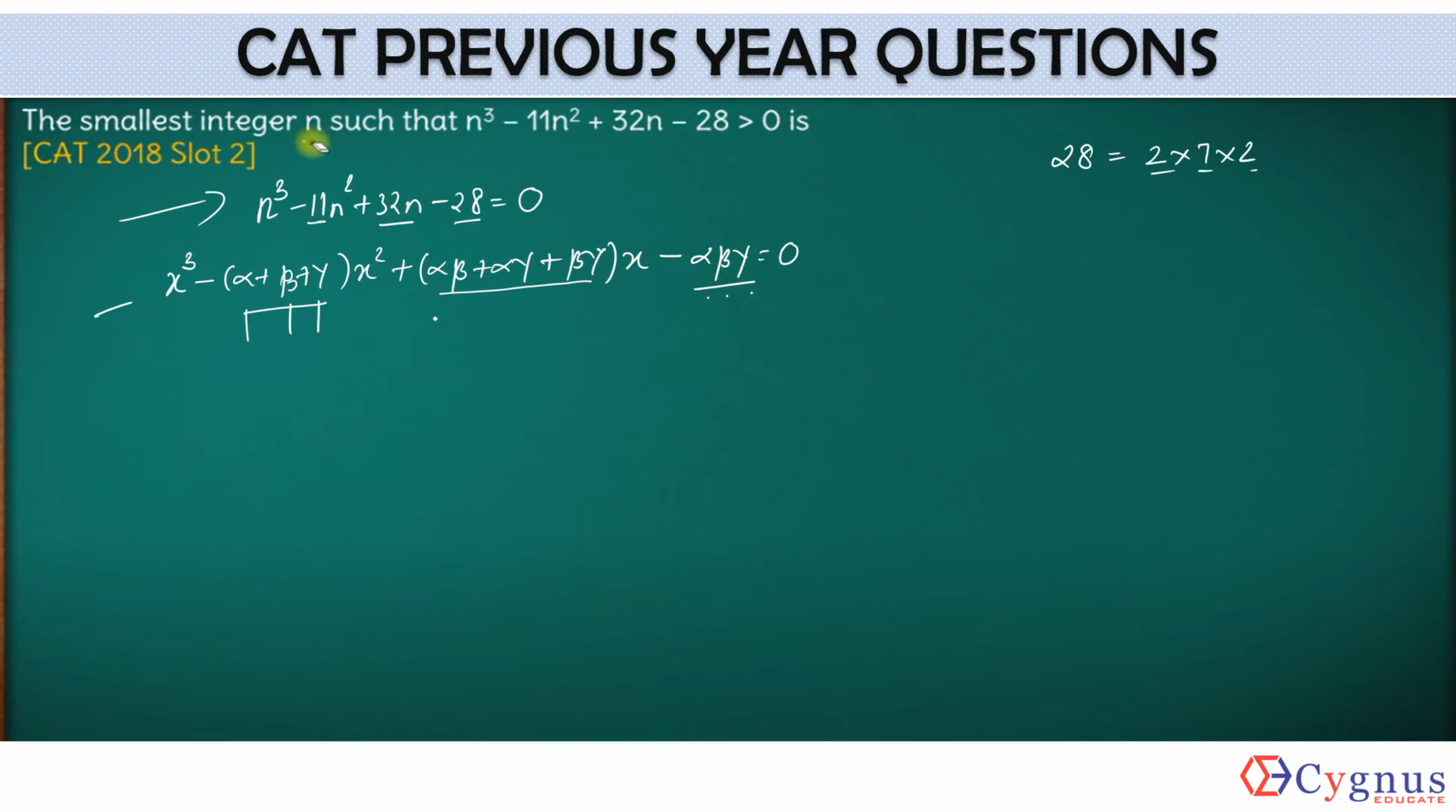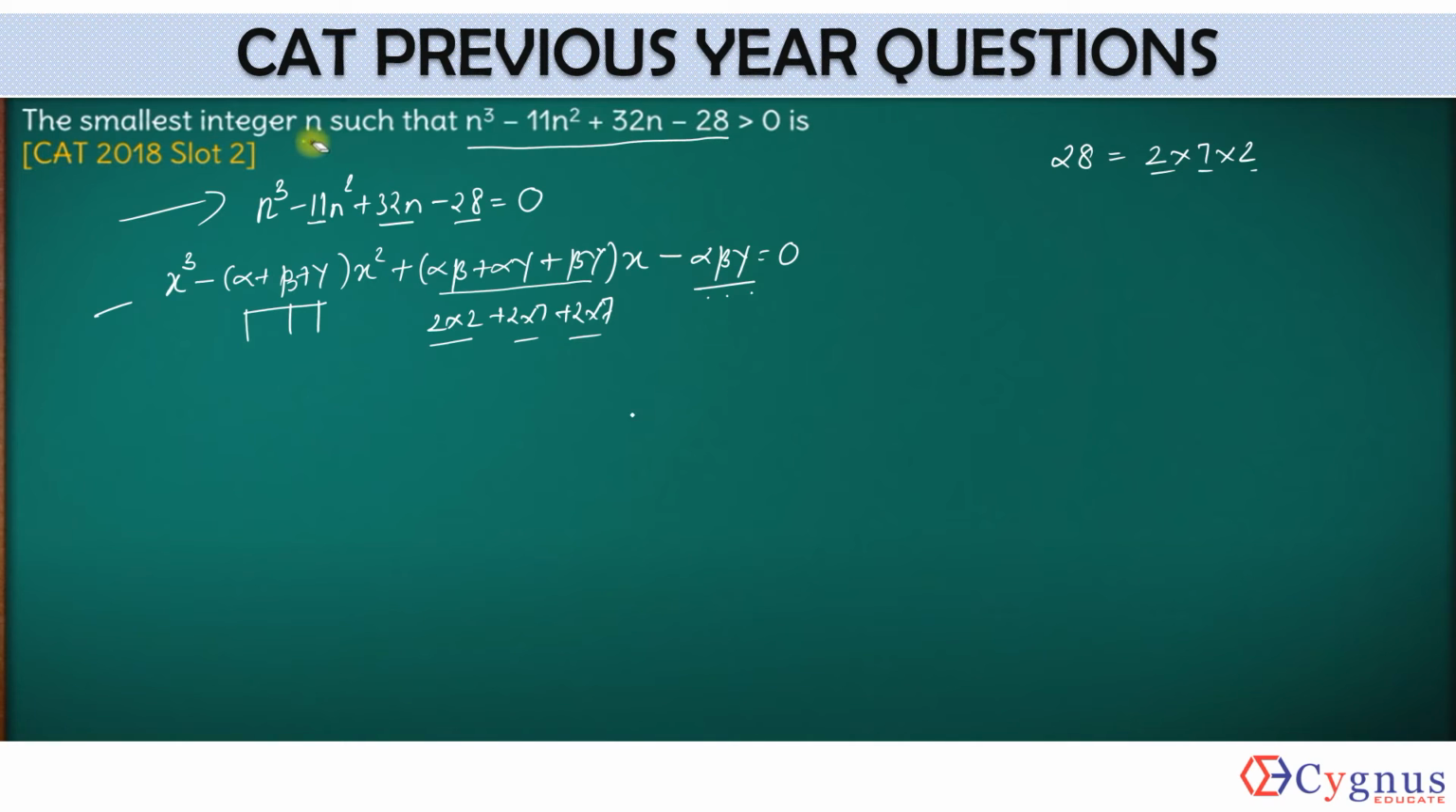Let's cross check this one. This has to be 32. Now 2 into 2 plus 2 into 7 plus 2 into 7. What do we get here? 14, 14, 28 plus 4, 32. Yes, it will match. What does it mean? These are the values, 2, 2 and 7, where this whole part will become equal to 0.